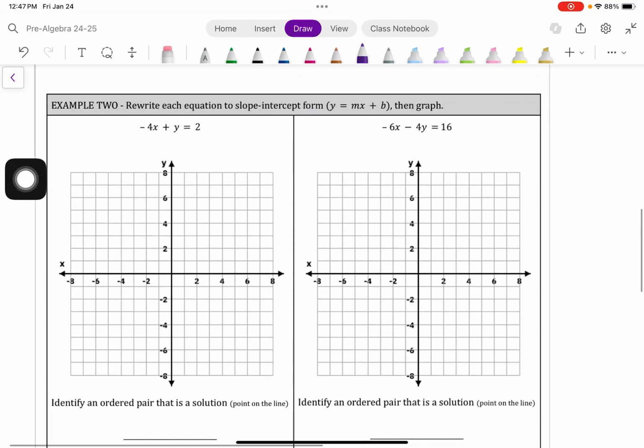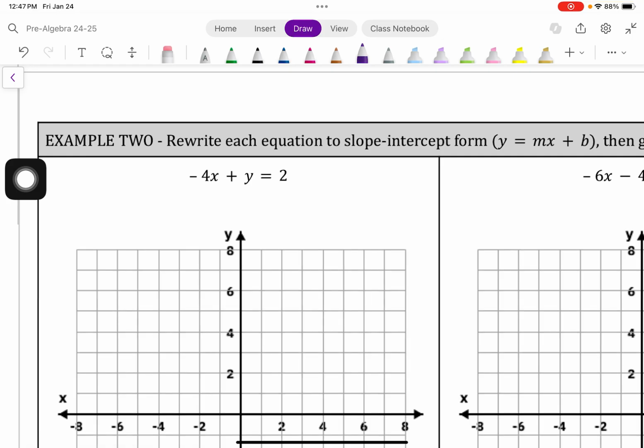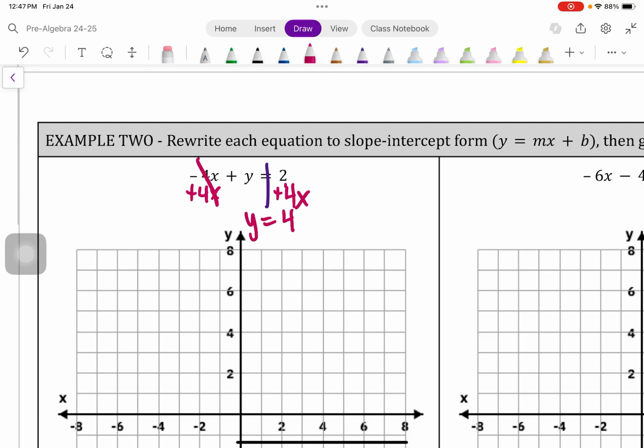So same thing here. I'm going to rewrite this. X is not on the right side, so I'm going to move x first. The opposite of a negative is a positive. Bring down my y, and I'm left with 4x plus 2. Because these two are not alike, I can't combine them. I'm just going to drag it and drop it. X term always goes first.